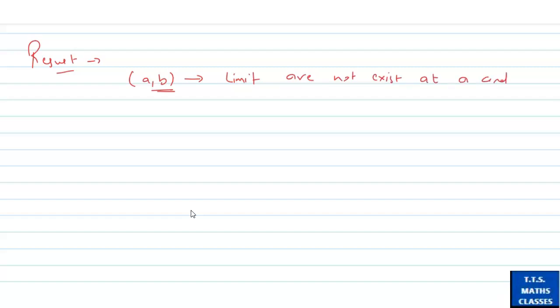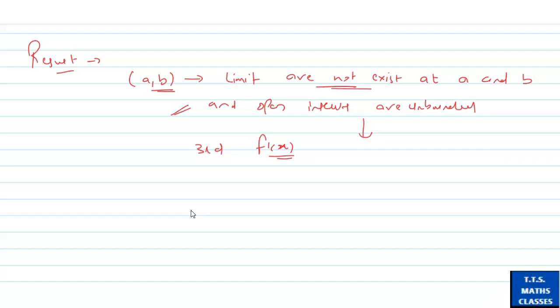You should note one result: if for an open interval the limits do not exist at a and b, meaning at the endpoints, and the open interval is unbounded, then we use the third case, meaning f dash x. Otherwise, we use such a case if the limit exists for a particular value.